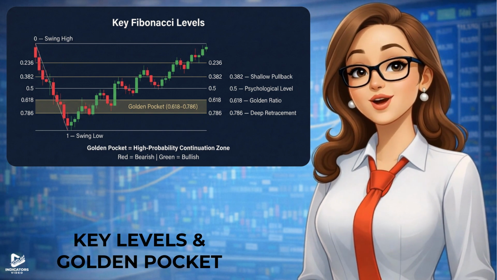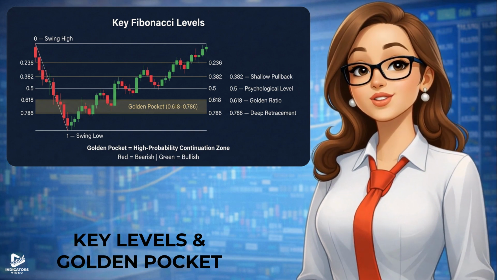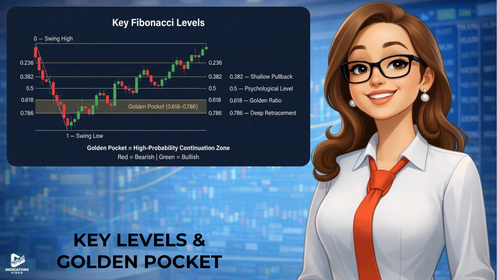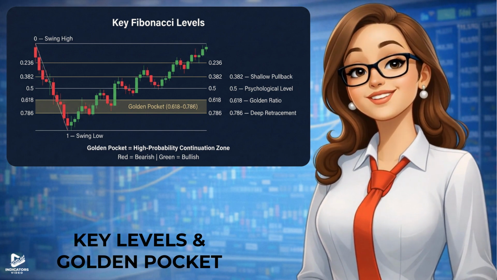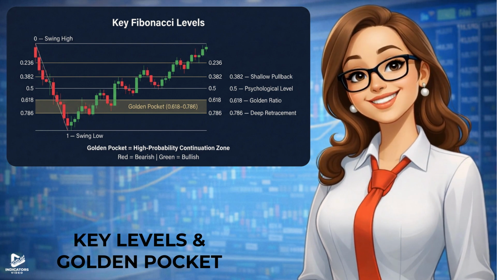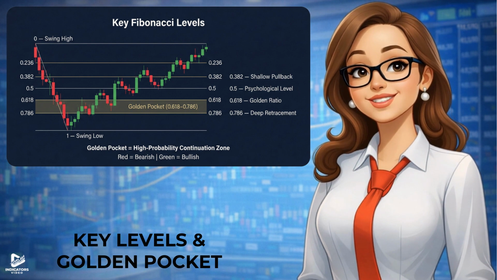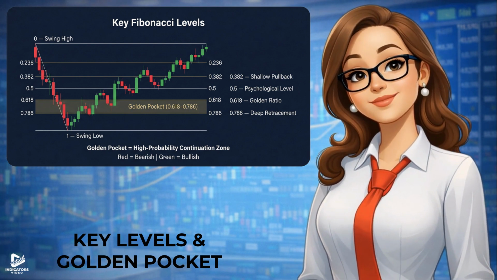The area between 0.618 and 0.786 is commonly called the golden pocket. This is a deep retracement zone where strong trends frequently resume. The 0.786 level represents the lower boundary of that pocket. If price breaks decisively beyond 0.786, trend continuation becomes less likely.